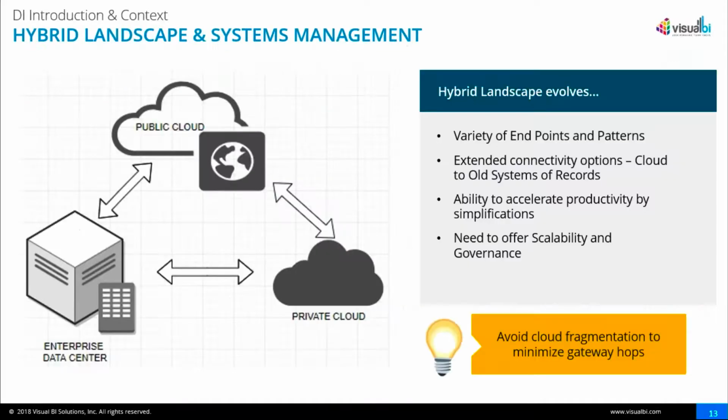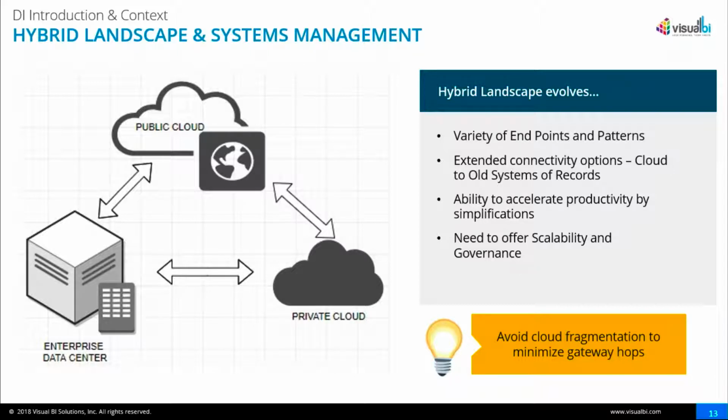And how does your landscape take shape? In the current context, we're looking at public clouds, private clouds, and enterprise data centers, which are physical, and there are a lot of endpoints that we are crisscrossing. We need to access the old systems of record as much as we need to access the new systems that give us current information from the cloud. This is all increasing the overall productivity of what we do, however, posing governance and scalability challenges. So how do we handle that? Or how does your data integration strategy allow you to handle that? That is also an important question.